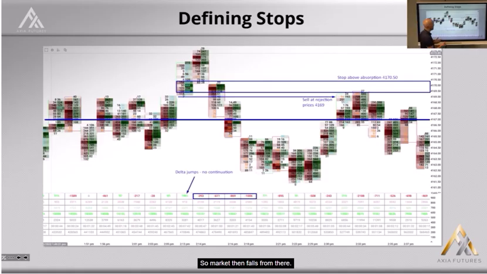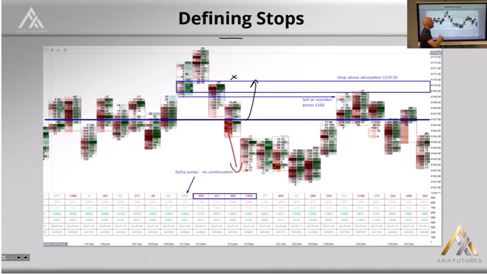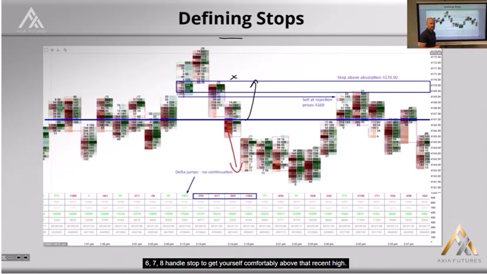So market then falls from there, does break back below 67 and 3/4. That could be one option to trade. You could take that break, play the move down. In terms of placing a stop, because you've seen this, you've now got the opportunity to place your stop above that. Not above 67 and a quarter, because if you do that, you get caught out over here. Also, not above the high, because if you do that, it can be a rather costly trade. In this instance now, you're only taking maybe a 3.5 handle stop, not looking at the much larger 6, 7, 8 handle stop to get yourself comfortably above that recent high.